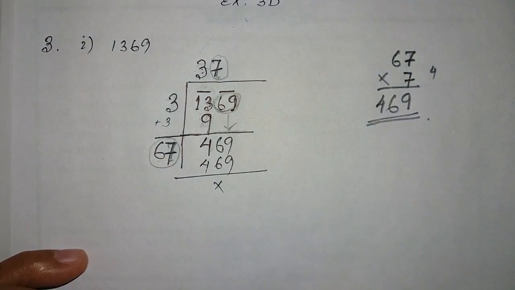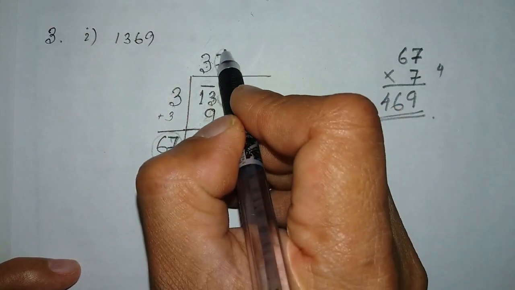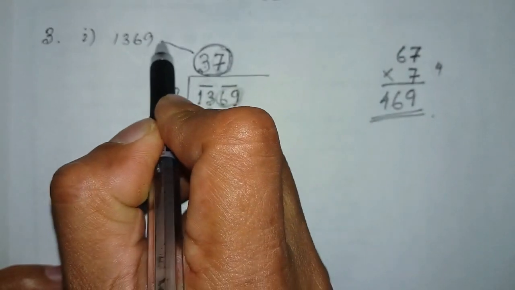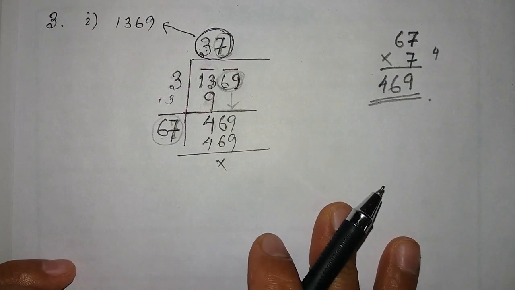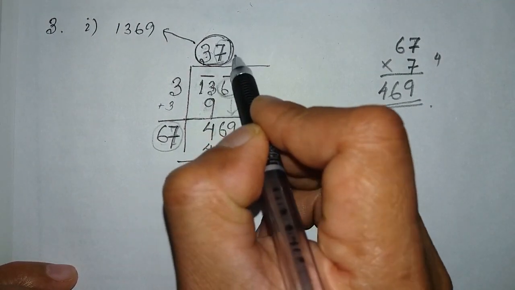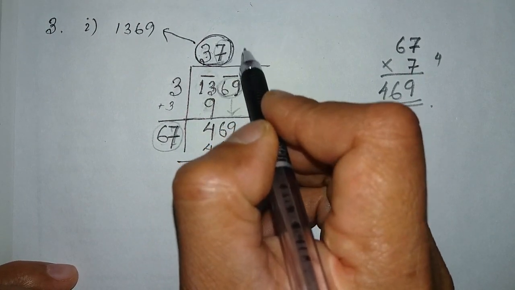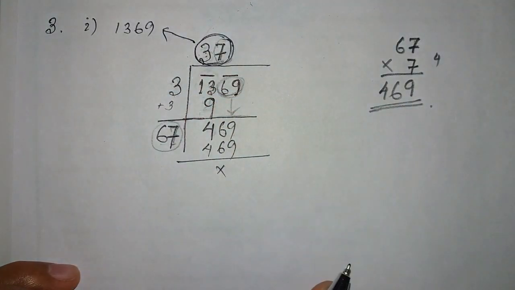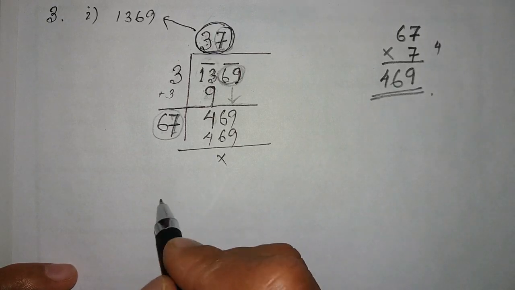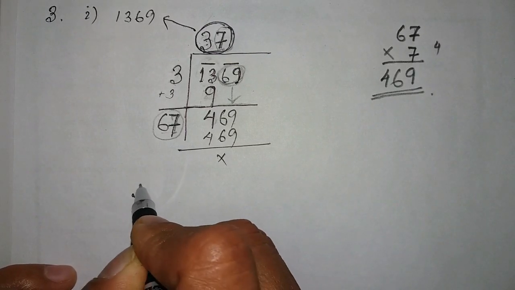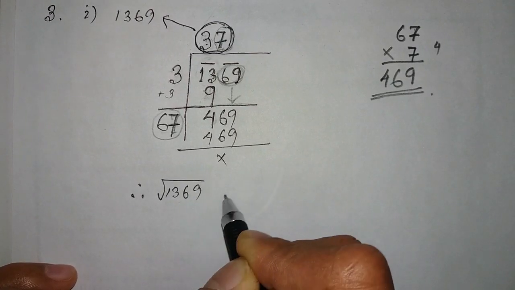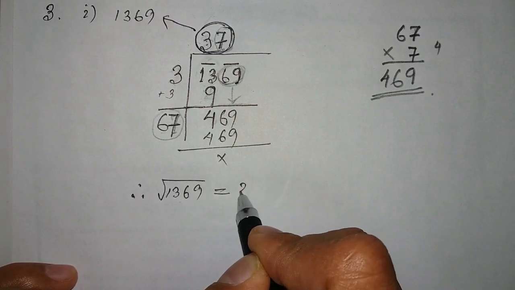Now the remainder is 0. So what we got here is 37. Now this 37 is the square root of this number. That means if 37 is multiplied by itself, that is 37 into 37, that is 37 square, then you will get 1369. So you will write here, therefore square root of 1369 is equal to 37.